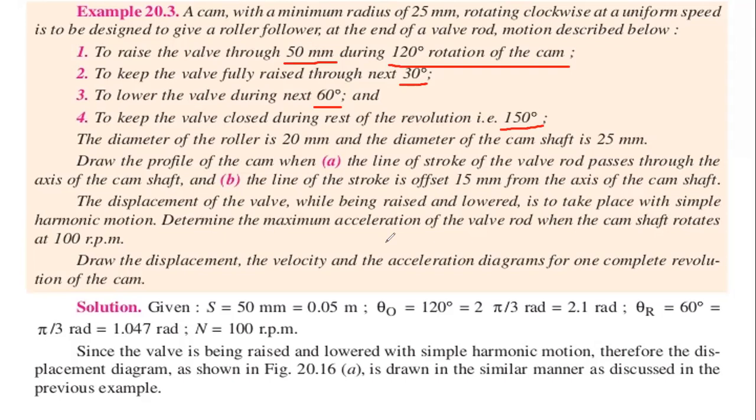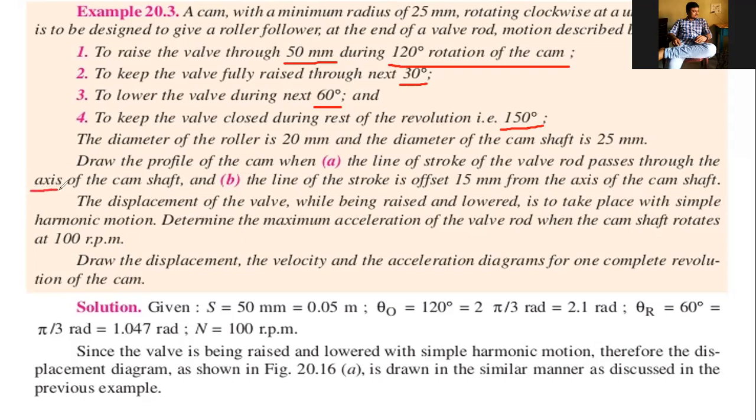The diameter of the roller is 20 mm and the diameter of the camshaft is 25 mm. Draw the profile of the cam when the line of stroke of the valve rod passes through the axis of the camshaft. And second, they have asked for the case where the line of stroke is offset, which is 15 mm from the axis of the camshaft.